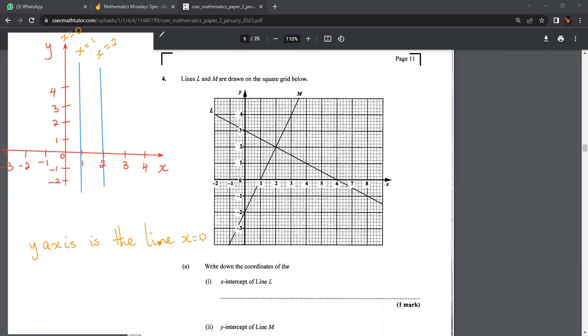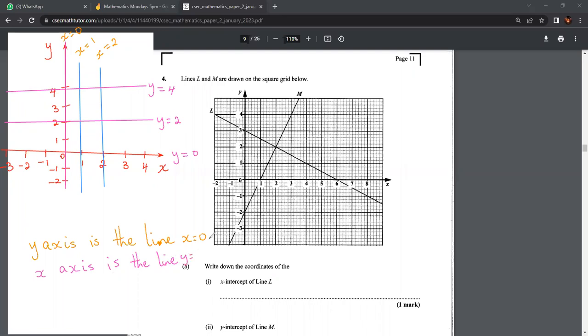All right. Now, although your y-axis is vertical or standing up, your y values run horizontal, right? So this line here is y is equal to 2. This line here is y is equal to 4. So that means that this line here has to be y is equal to 0. So that means your x-axis is the line y is equal to 0.